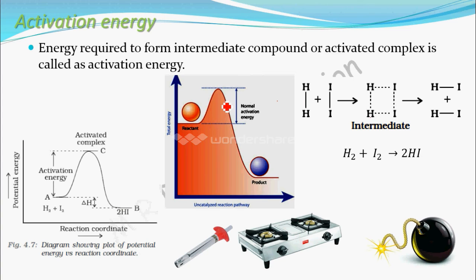Similarly for reactants also, see, this is a graph of potential energy versus reaction coordinate. See, here are our reactants. So the product has to form. For the reactant to form the product, it has to form the activated complex, that is the intermediate compound. So it needs some amount of energy. This amount of energy is called activation energy. After the activated complex is formed, it will form the product. This is the activation energy. So what is activation energy? The energy required to form an intermediate compound or activated complex is called activation energy.